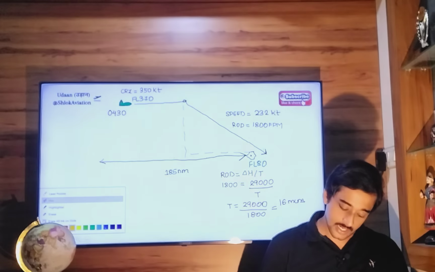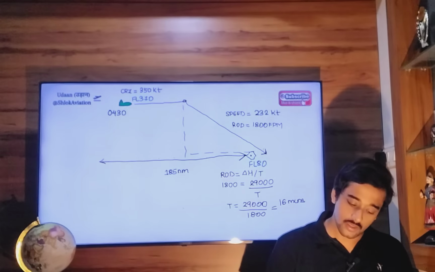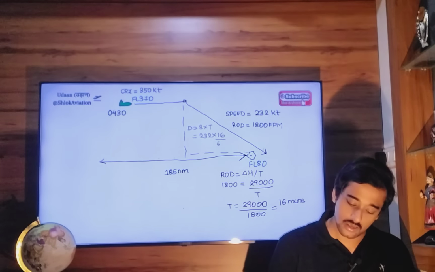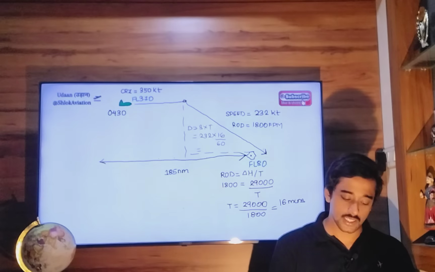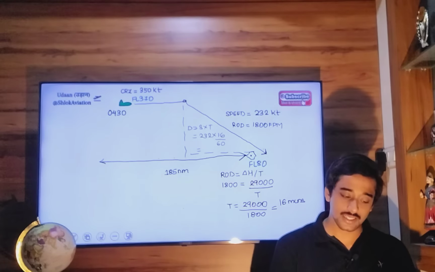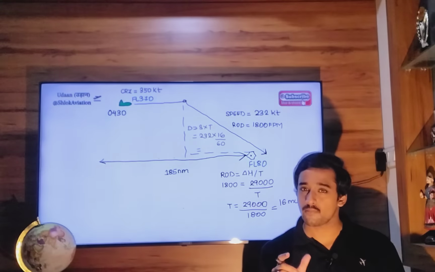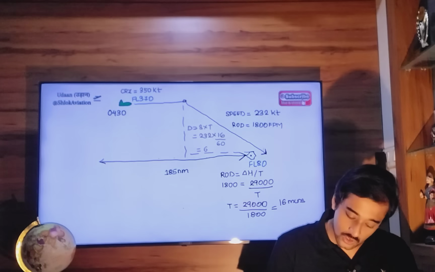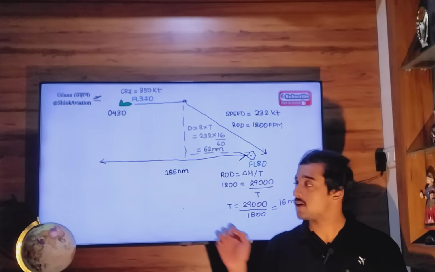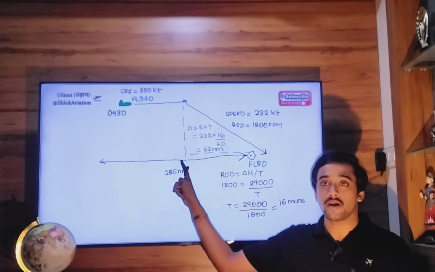So let's calculate that distance. That distance will be equal to speed into time. So 232 knots into time 16 minutes divided by 60 will give you a horizontal distance of 232 into 16 divided by 60, 61.8 or approximately 62 nautical miles. So in descent, you are going to cover a horizontal distance of 62 miles.